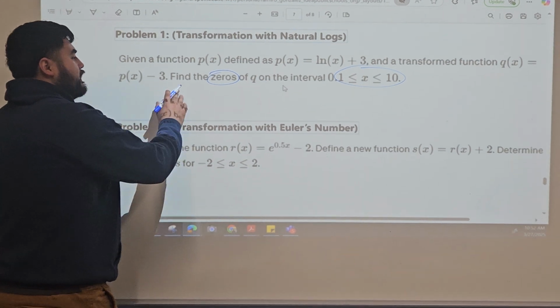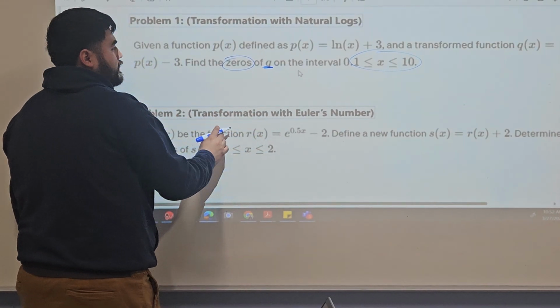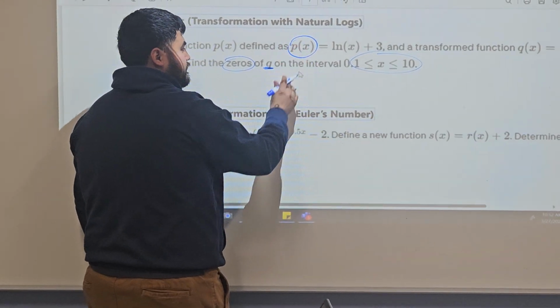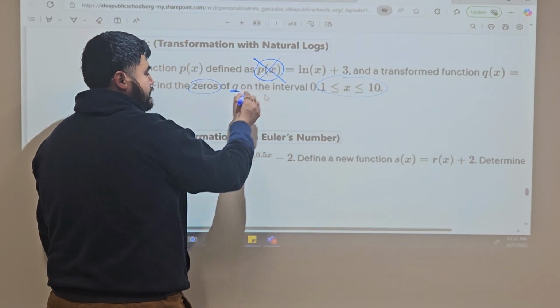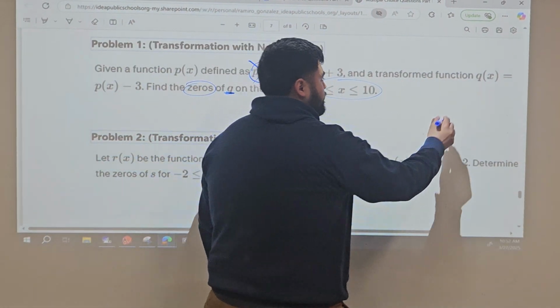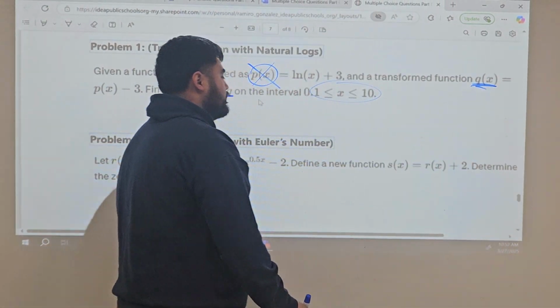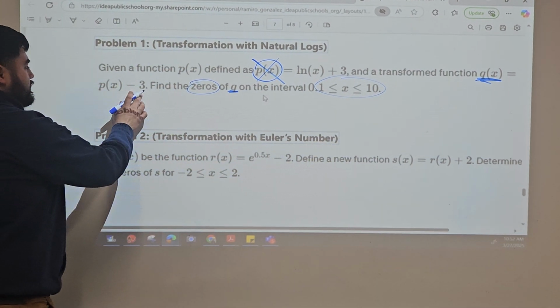Here it wants you to find the zeros for q. We don't care about p of x, right? We don't care about this. What we care about is q of x. So let's see what it said. Q of x equals p of x minus 3.